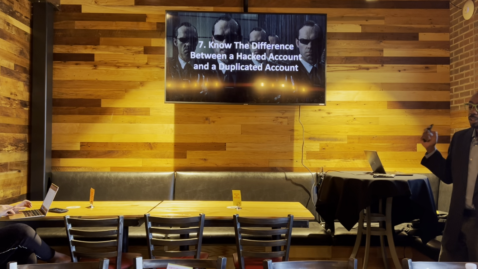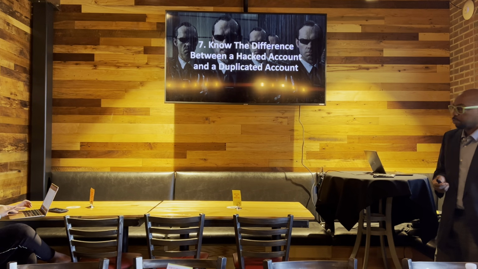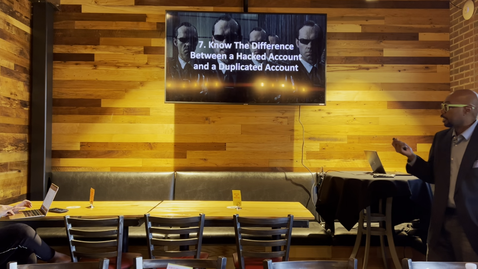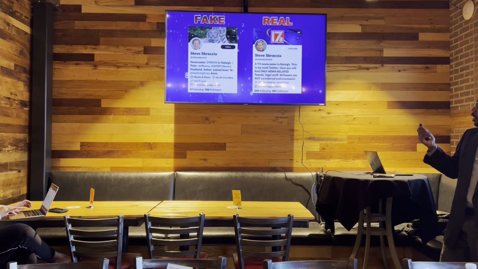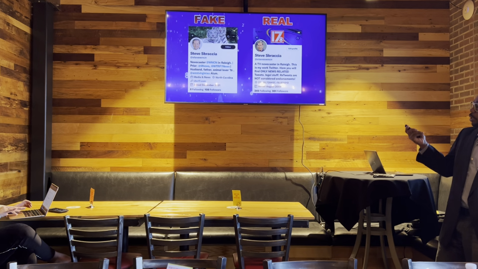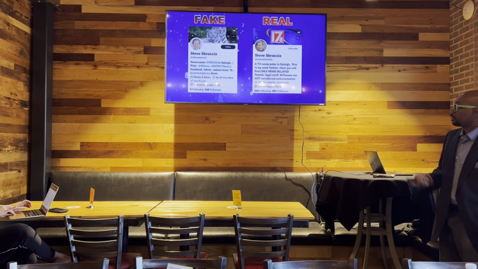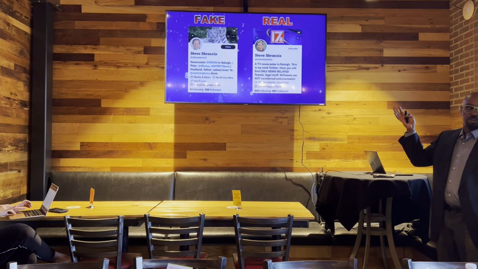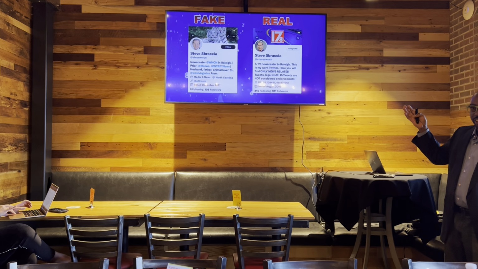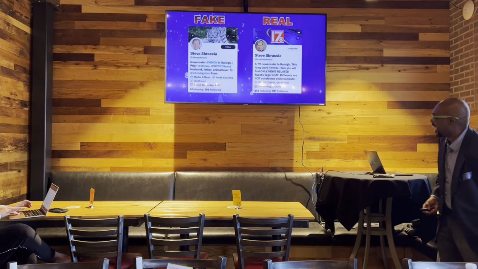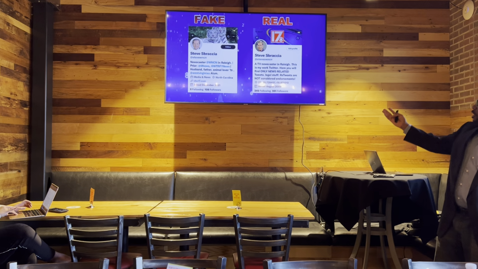Right. And then another reminder that you definitely know the difference between a hacked and a duplicate account. And I think there's an example here. I don't know how to pronounce Steve's last name, but on the left is the fake account and on the right is his real account. I don't know why the criminals chose the Siegfried and Roy Tigers as his banner on Twitter, but they did. But look at the number of followers that he has versus who he's following.